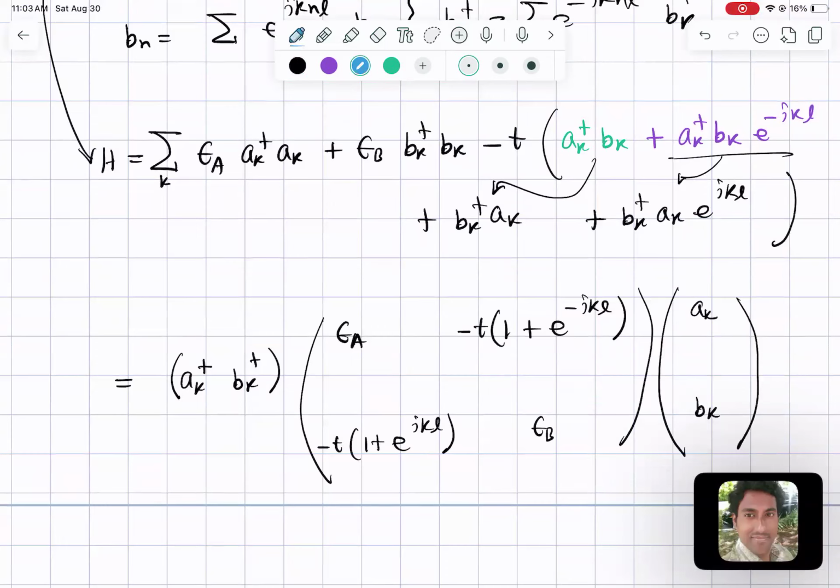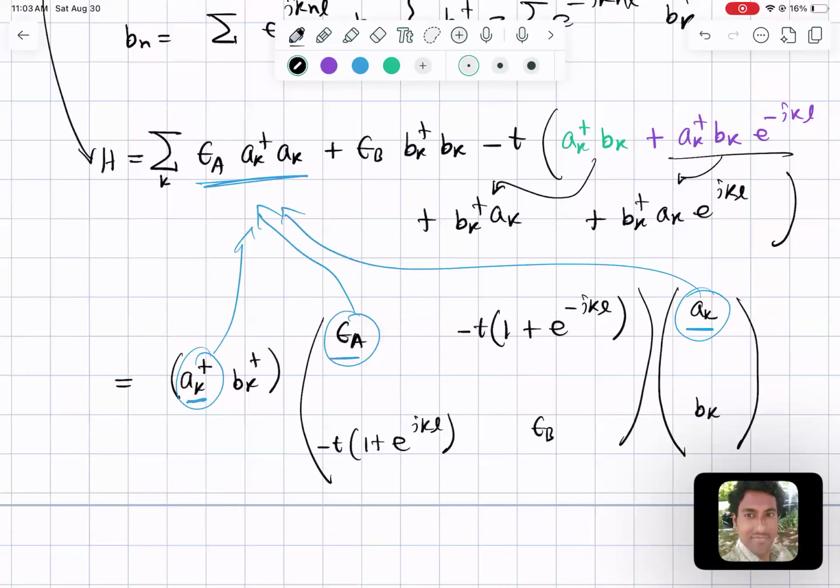Now let's try to make sense of this. Here we have epsilon A, A_k dagger, A_k. If we take this A_k dagger and do the multiplication, then epsilon A goes with A_k and A_k dagger. These three terms give you that first term. And if you do the matrix multiplication, we can write the one-line term in terms of a matrix, and we get this.